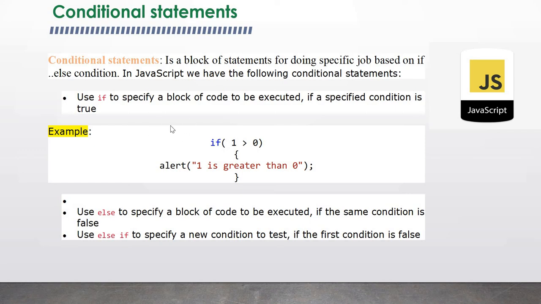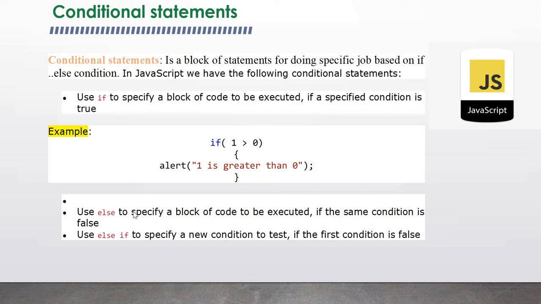Okay, so as an example, we can say over here, if 1 greater than 0. If this condition is true, this is the body of the if statement, like alert 1 is greater than 0. Okay, this is a very simple example of an if statement, right?